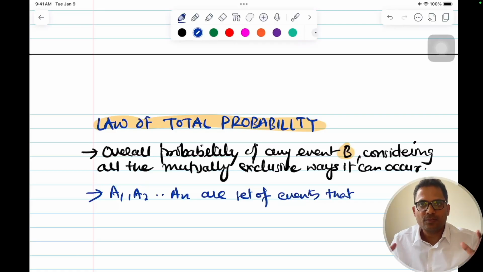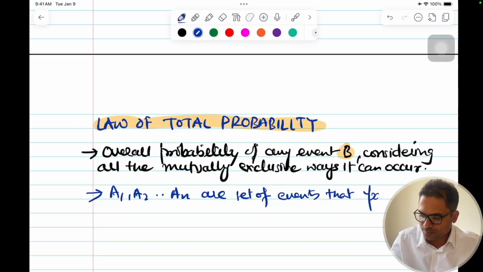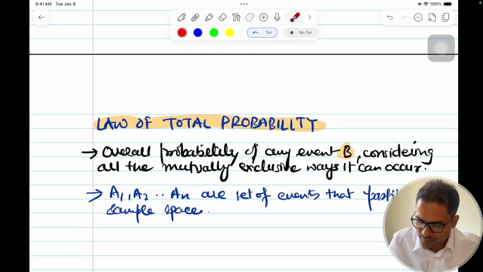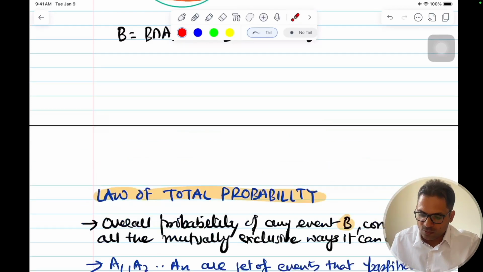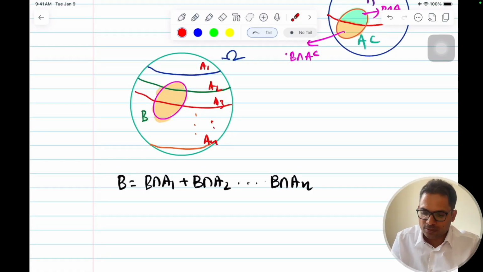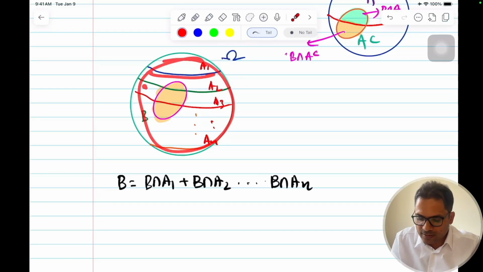That will make parts or partition the sample space. Okay, that will partition the sample space. What can we say about these parts also? Whatever the parts A1, A2, A3 are, these parts are also mutually exclusive, and the sum of all these parts will form my sample space. So these are the two rules.